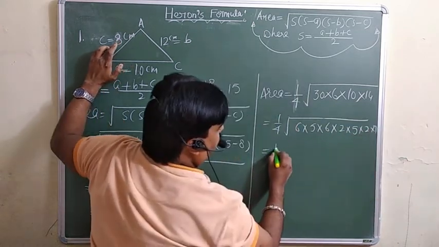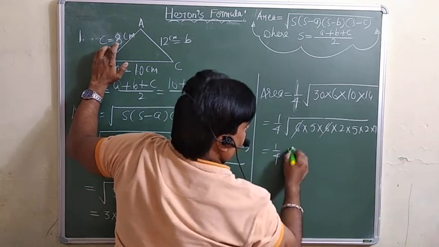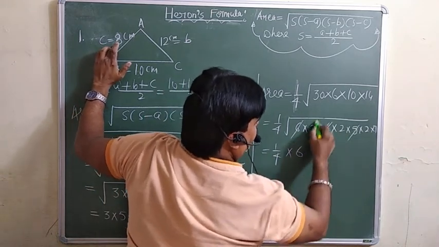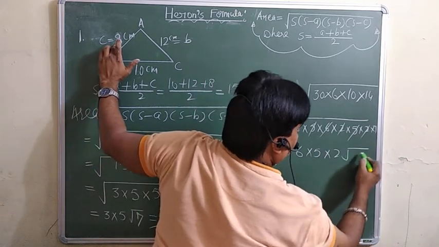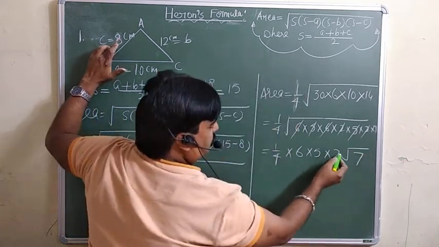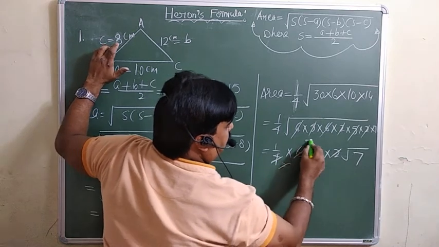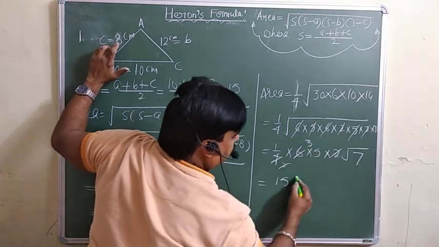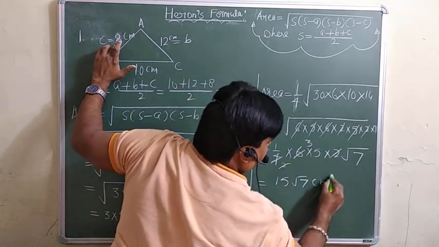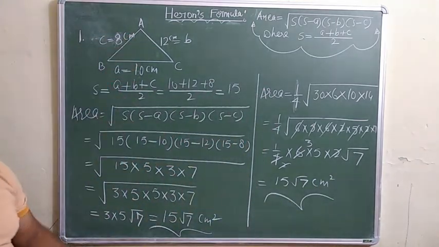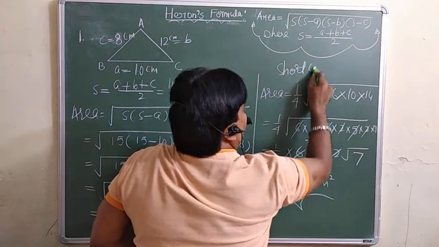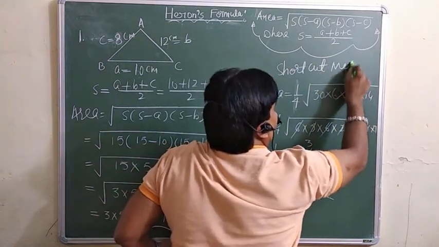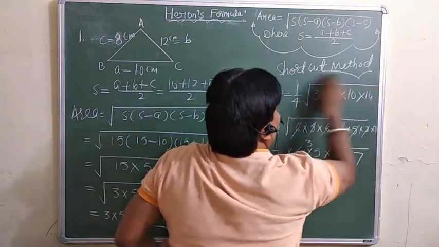So you will get one more 4, 1 6, 1 5, 1 2, and inside the radical sign 7. So you are getting that is 15 root 7 centimeter square. So this is your shortcut. What is your shortcut? This is your shortcut method to find the area of this triangle.